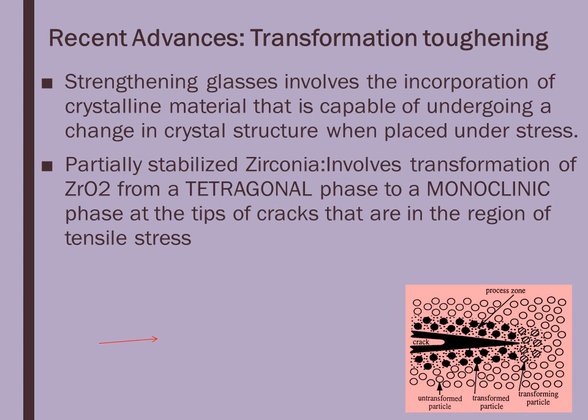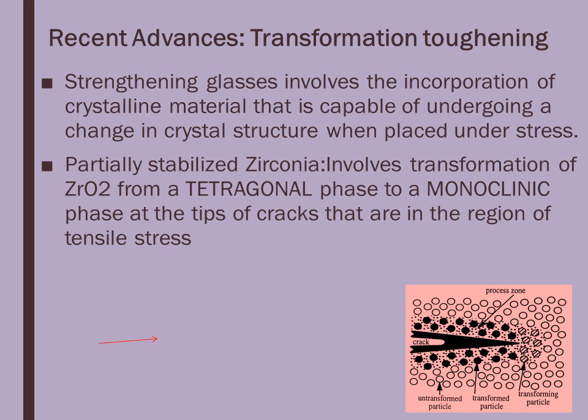In our zirconia ceramics, transformation toughening leads to transformation of zirconium oxide from a tetragonal phase to a monoclinic phase. These are the two different phases or types of zirconia that exist, and when we place this ceramic under stress, there is a change in the phase of the zirconia. It changes from tetragonal to monoclinic at the tips of the crack that are in the region of tensile stress.